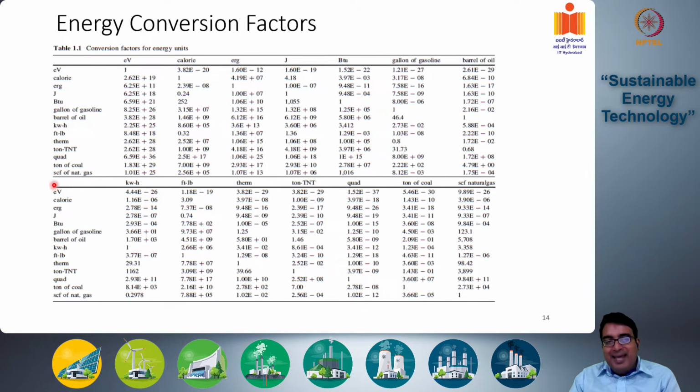Another unit common in the gas industry is standard cubic feet of natural gas. The energy contained in 1 standard cubic feet of natural gas is 1.07 into 10 to the power 6 joules. Similarly, you can find all the other units here, and this conversion factor might be very useful to you when you are looking at various types of energy and converting one from the other.